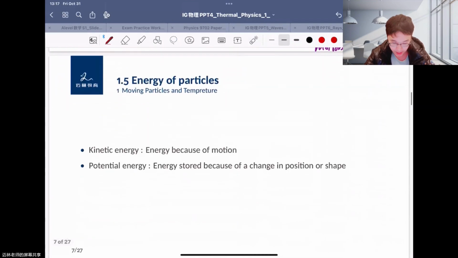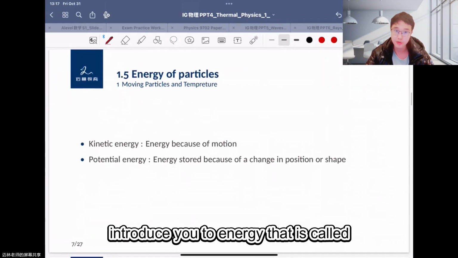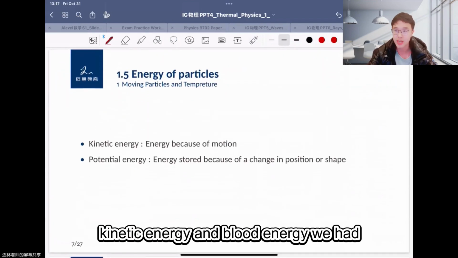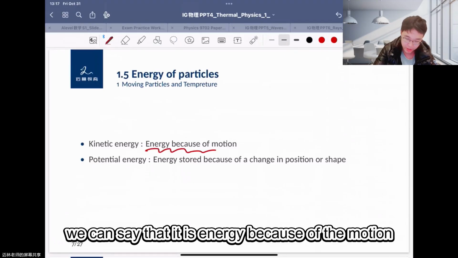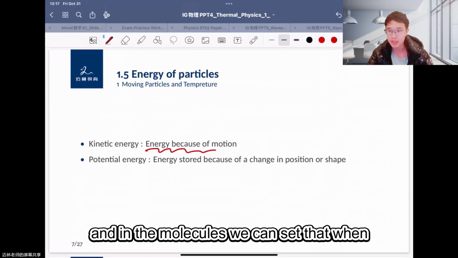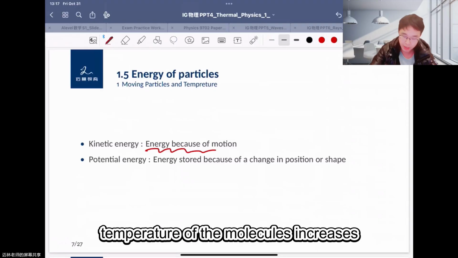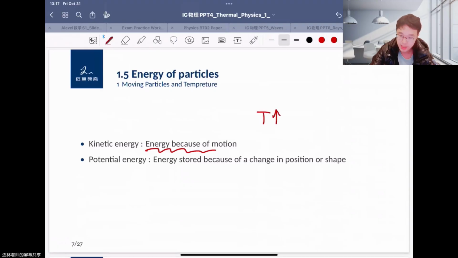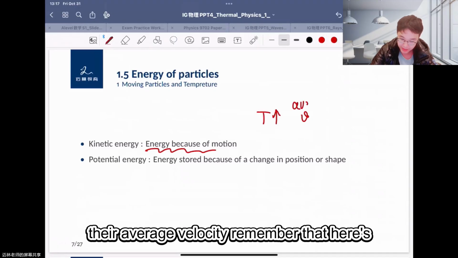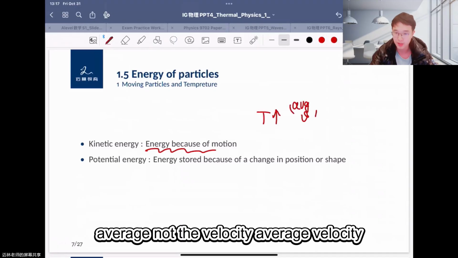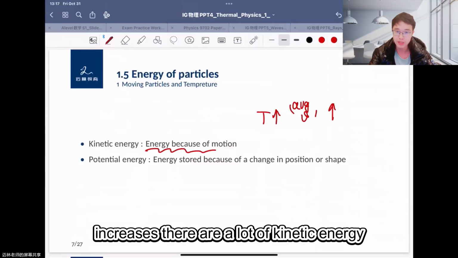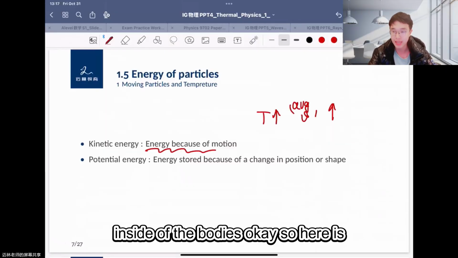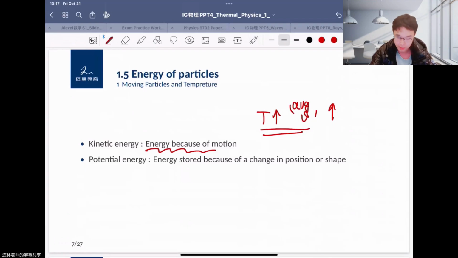Okay. And then I have to introduce two energies called kinetic energy and potential energy. We have learned them before, right? Kinetic energy is an energy because of the motion. In the molecules, when the temperature increases, their average velocity, remember that here it is average, not the velocity, also increases. So when temperature increases, there is a lot more kinetic energy inside of the bodies. This is the property for the particles.